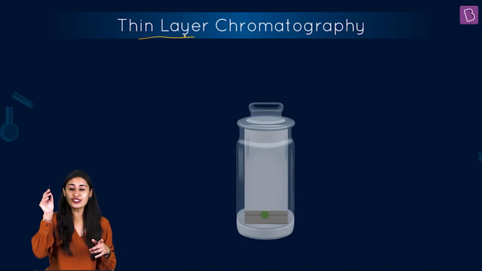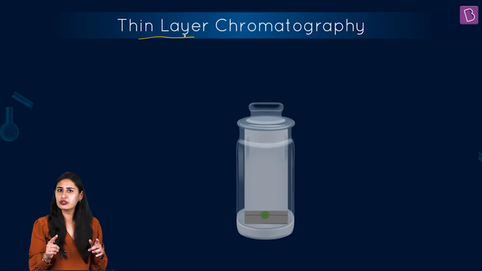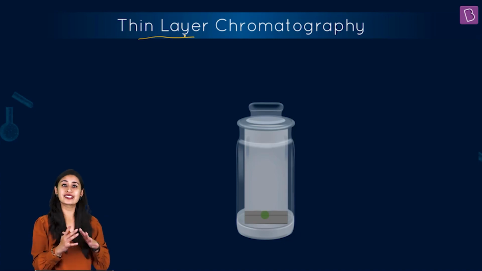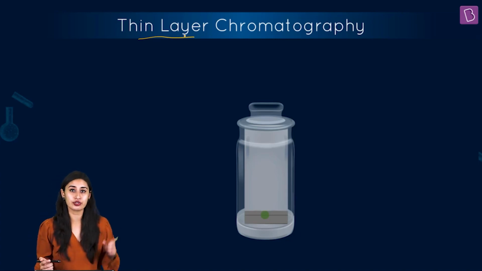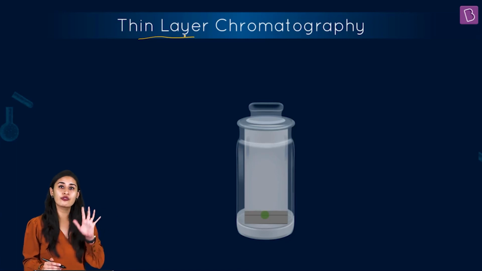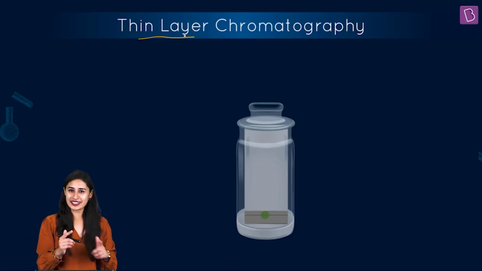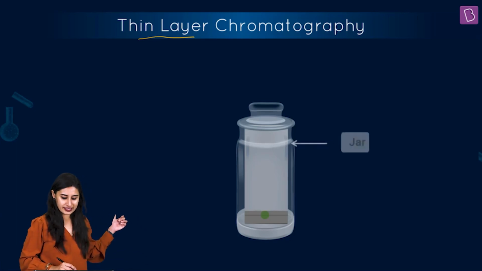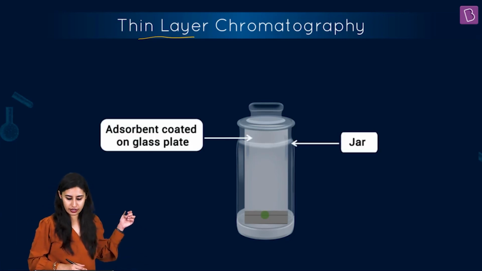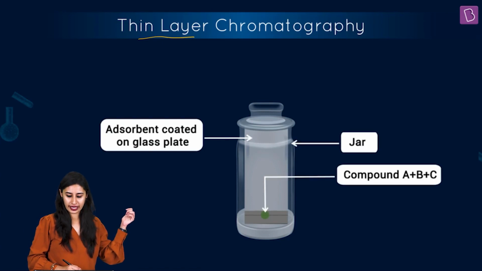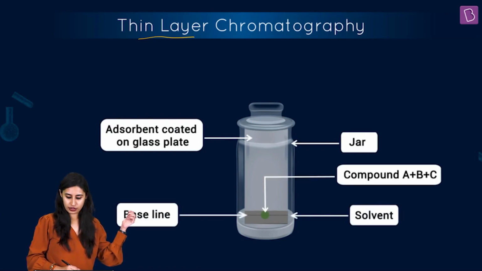So the agenda is not just solving the question and putting a tick. Along with the question, let's keep addressing all the important questions. RF is also a very important question that can be asked from here. So keep connecting the dots. Now let's see what's happening. You can see a jar, you can see adsorbent coated on a glass plate. We have compounds A, B, C in this mixture that we are aspiring to separate.